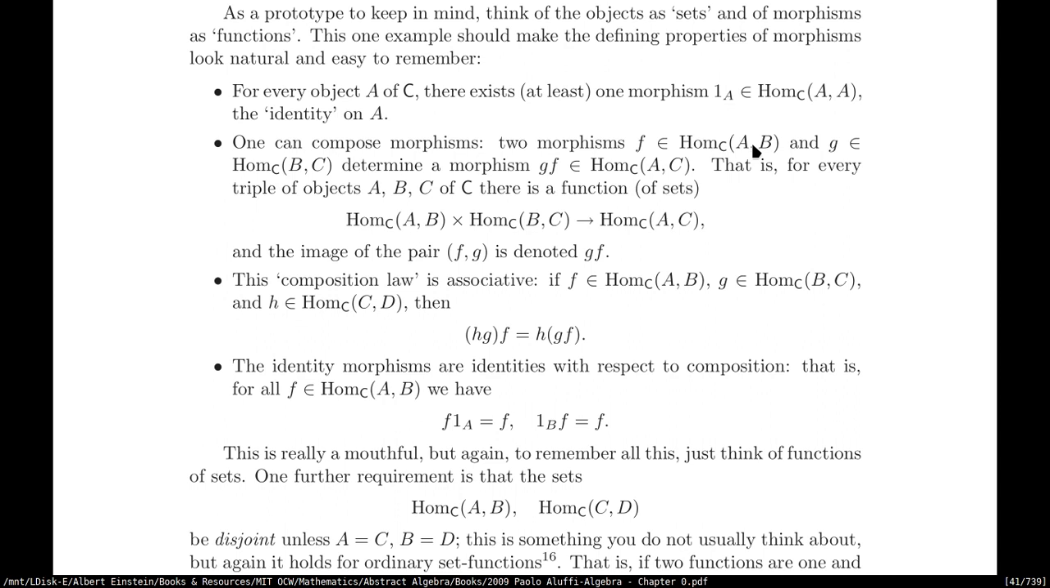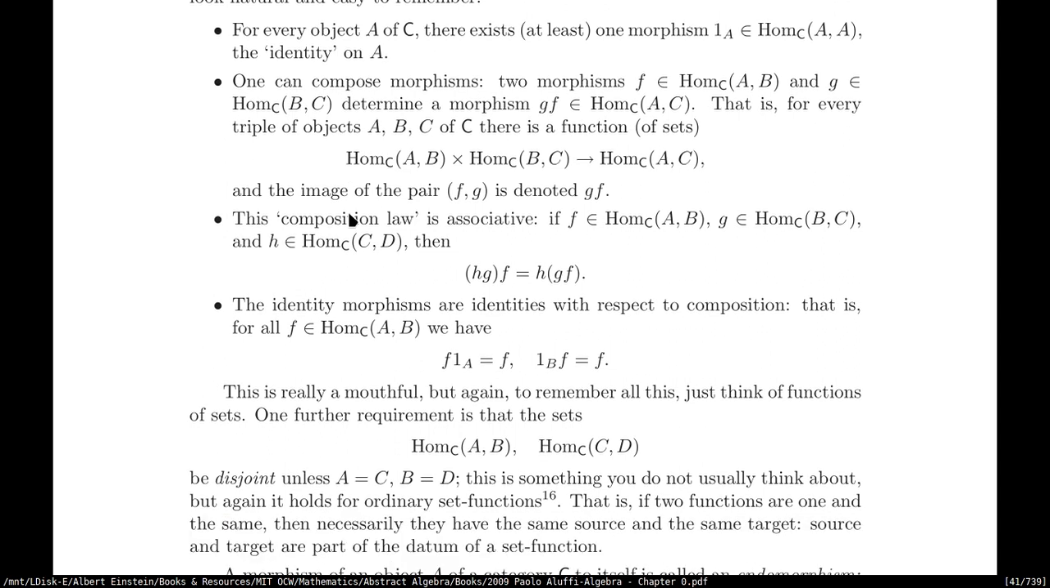If you now have three objects of the category, you can pair these morphisms by taking the Cartesian product and defining a function which takes this pair and gives the composition. So here you have the hom set Hom(A, B) cross Hom(B, C). You're taking a morphism from A to B and another morphism from B to C, and getting a morphism from A to C. That's the composition. The law of composition on morphisms lets you have that.